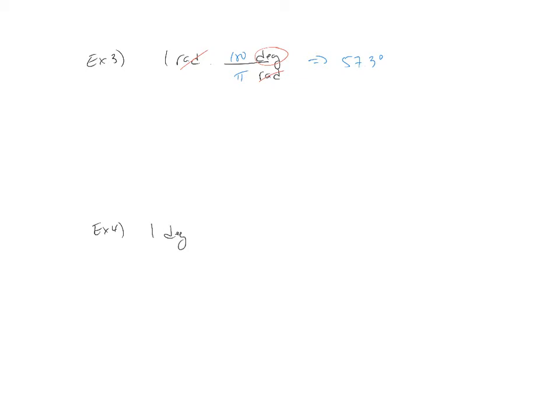Now, in example 4, it's pretty similar. Our unit conversion would need to have a degree on bottom. And you can see, again, degrees go away and leave us with radians for our final unit. We know that there are pi radians per every 180 degrees. So pi divided by 180 would give us 0.0175 radians. So 1 degree is about 0.02 radians. So that might help you a little bit visualize.